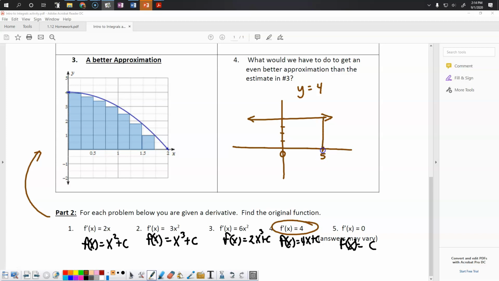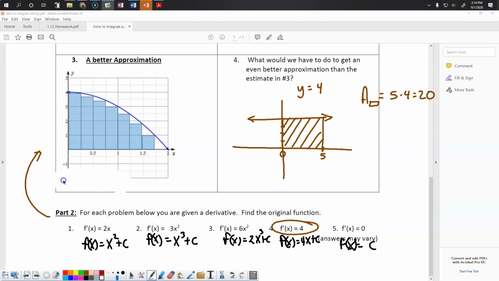So I want to find the area from here to here. Well, that's pretty chill. It's just a rectangle, right? So the area of a rectangle is base times height. My base is 5. The height is 4. And so the area of that rectangle is 20. That's just geometry. But I want to show you guys that calculus will actually do the same thing for us.